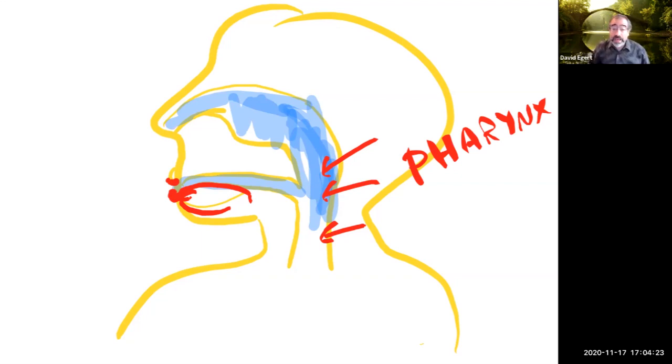But at that point, after we get past the pharynx, then we get to the junction where you can either go down towards your stomach or go down towards your lungs. And that is going to be this structure called the larynx. It's the entrance to the trachea.